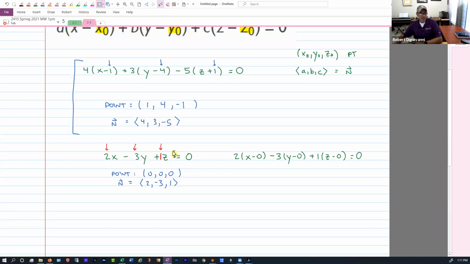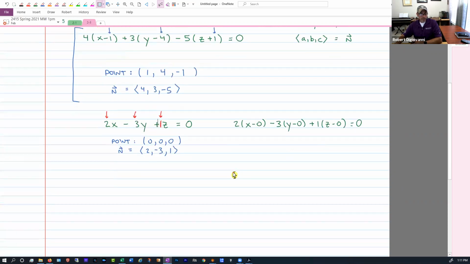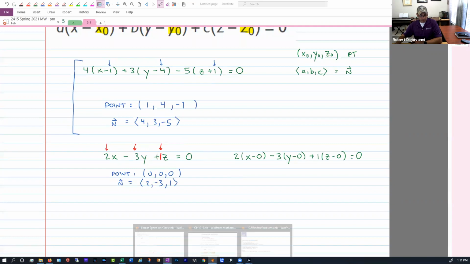And then if there happens to be some numbers next to the x, y, and z, like up here, then that'll give you the actual point. Are we good? Okay. Now, back to the notes.